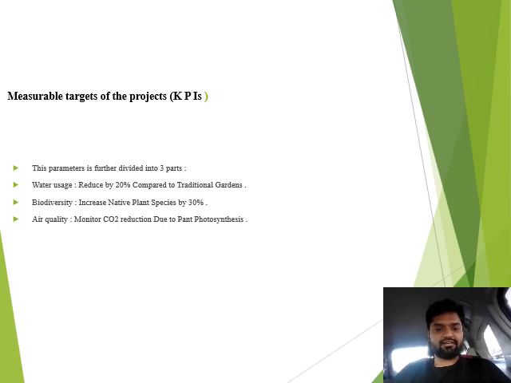Next is measurable targets of the project, KPIs. This parameter is divided into three parts. Water usage reduced by 20% compared to traditional gardens. While we implement methods like drip irrigation or rainwater harvesting, it will reduce the water usage from the reservoir by about 20%.